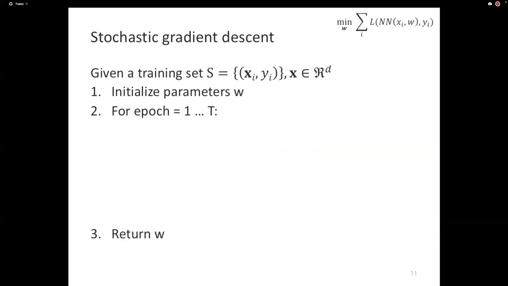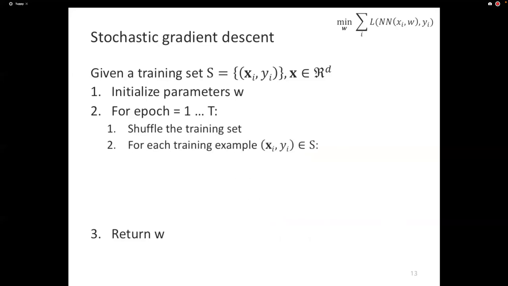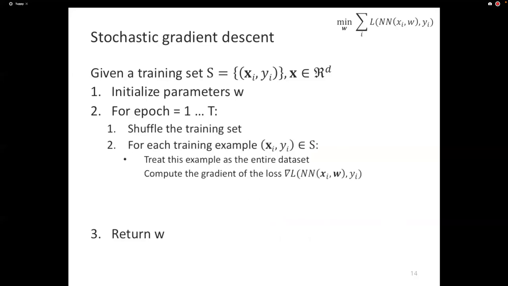Anyway, so you've initialized the model, and then learning proceeds in epochs. In each epoch, you shuffle the training data, and then you iterate over each example, and you pretend that the example that you're currently on is the entire training data. You compute the gradient of the loss function for this example. Basically, you've defined the loss function for this example. You compute its gradient with respect to the weights, and then you update by taking a step in the opposite direction of the gradient. We've seen this before a few times.